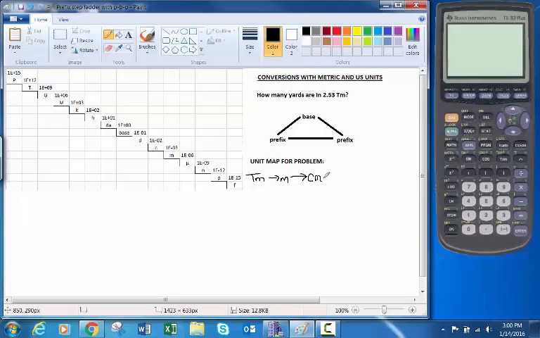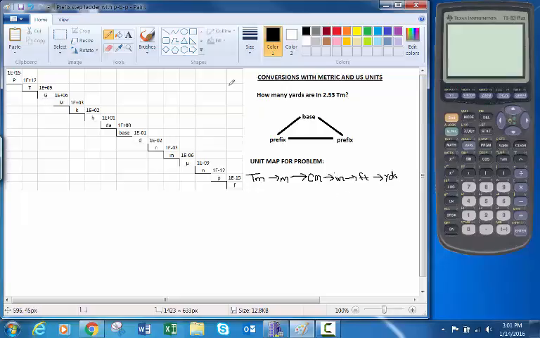We said just a second ago that we know the relationship between centimeter and inches. So that's going to be the next unit that we convert into. Again, we're trying to get to yards. And so we know the relationship between inches and feet. And we also know the relationship between feet and yards. So these are the steps that are going to be involved in our conversion for this particular problem.